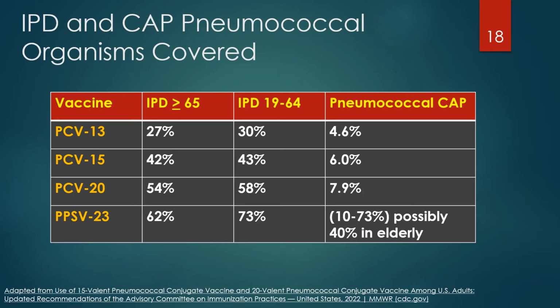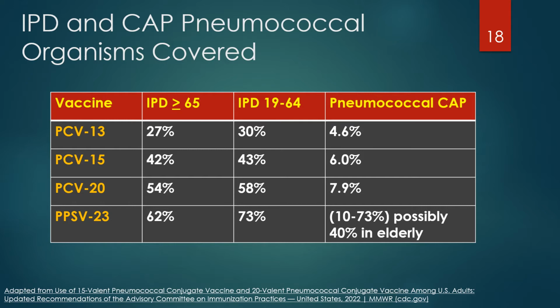This slide shows the percent of pneumococcal organisms covered by pneumococcal vaccines that cause invasive pneumococcal disease, IPD, and community-acquired pneumonia, CAP. PCV13 covers 27 to 30% of the organisms causing IPD in those over 19 years old, and 4.6% of pneumococcal organisms causing CAP. PCV15 covers 42 to 43% of the organisms causing IPD and 6% of pneumococcal organisms causing CAP.